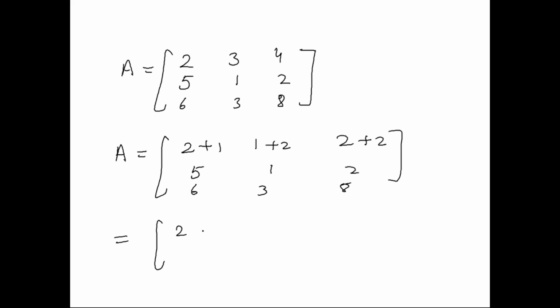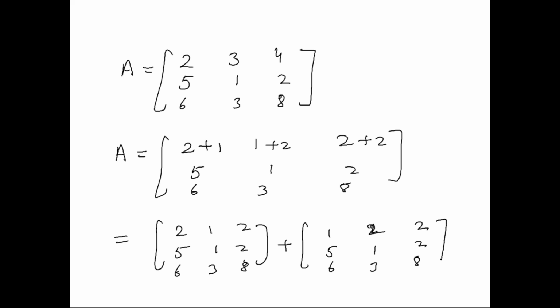So the matrix becomes 2 1 2, 5 1 2, 6 3 8, plus 1 5 6, 1 1 3, sorry, 2 1 3, 2 2 8. Let it be 3 over here. Please find this determinant. Avni, find this one and this one.